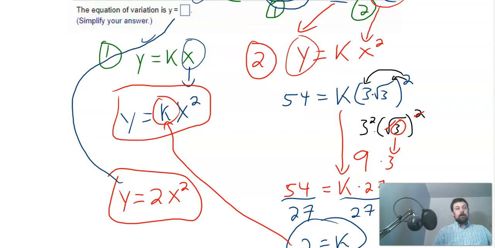And so that's what would go in here. Now they already have the y equals here, so all you have to type into the box is the 2x squared. And that would be the final answer. So be on the lookout.